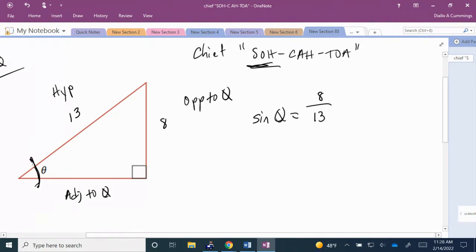And now I must find the given angle theta. So what I'm going to do here is take the arc sine of both sides of this equation. From algebra, whatever we do to one side, we have to do the exact same thing to the other side. So I'm going to take the arc sine for both sides.